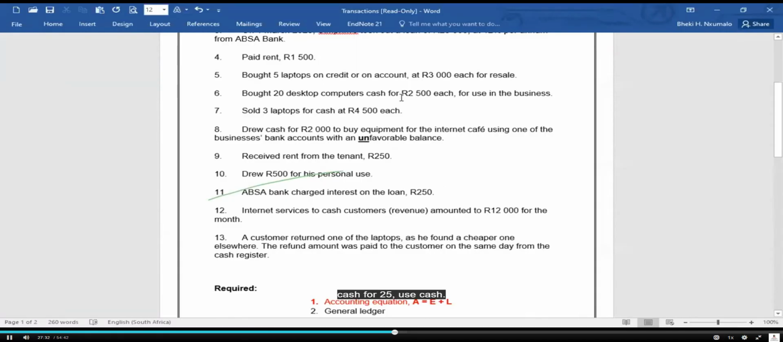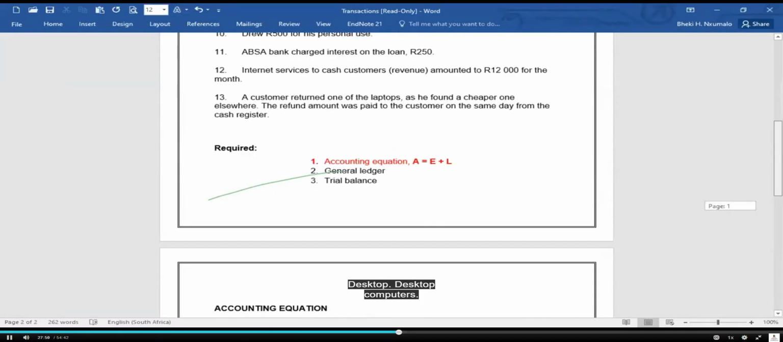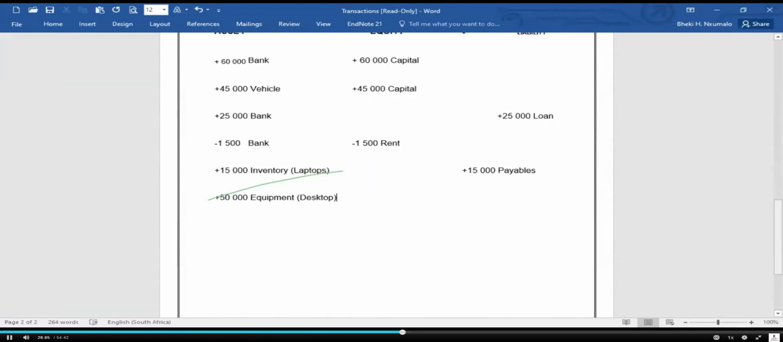We call it, we bought what? Desktop computers. Simple way, we use equipment. If you use desktop, it's fine. But the correct account, we call it equipment. He used that, purchase equipment. He used cash. So that means there is a decrease and increase in your asset, minus 50,000.